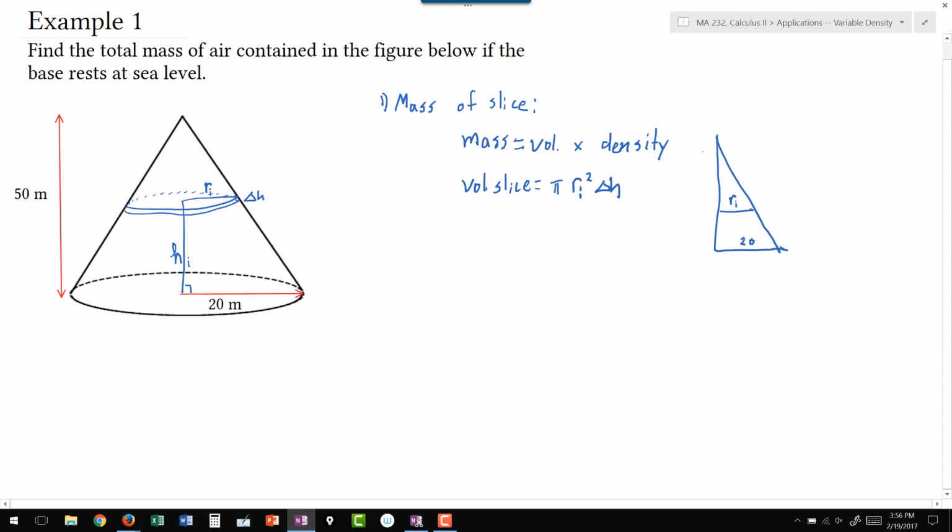So the inside triangle has a small side of r sub i. The outside triangle has small side equal to 20. The total height of the triangle is 50. And here we have a little bit of extra work to do, because the height of the smaller triangle inside is not h sub i, because that's the distance from the base up to a slice. Instead, it's 50 minus h sub i. So the ratios of the sides, r sub i to 20, is the same as 50 minus h sub i to 50.